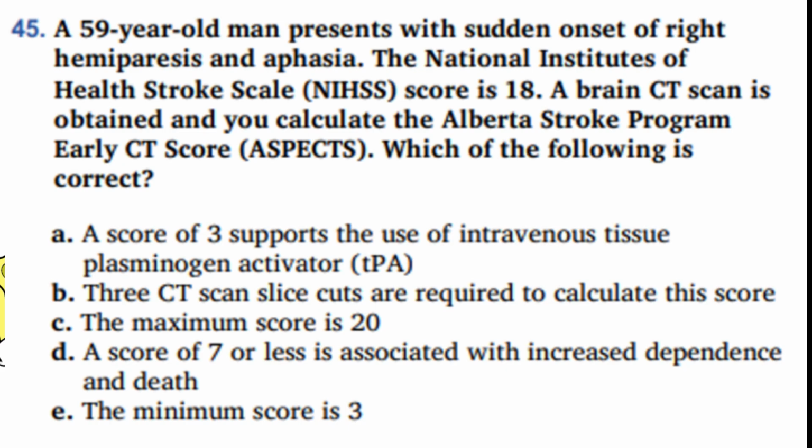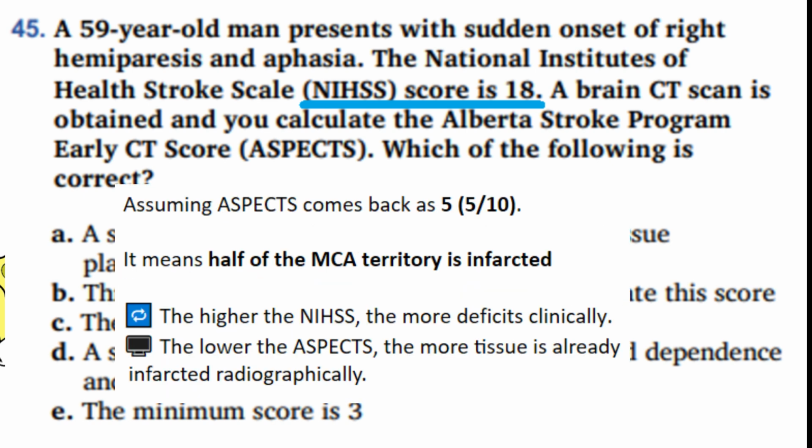Next, let us tie it back to our patient. He has an NIHSS of 18, which indicates moderate to severe stroke. We expect some visible damage on the brain CT. Let's say the aspect comes back as 5. That tells us that half of the MCA territory is infarcted and treatment decisions need to be made carefully.